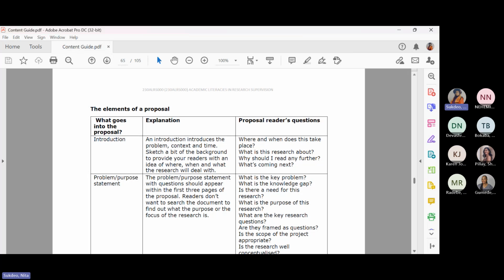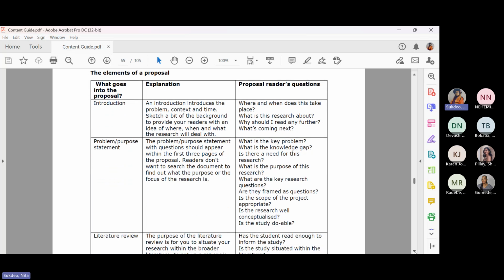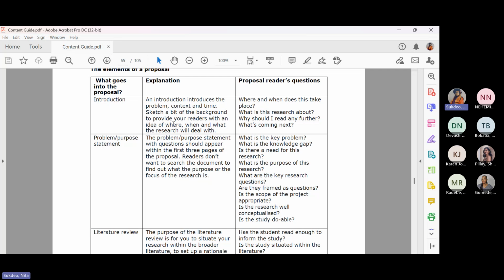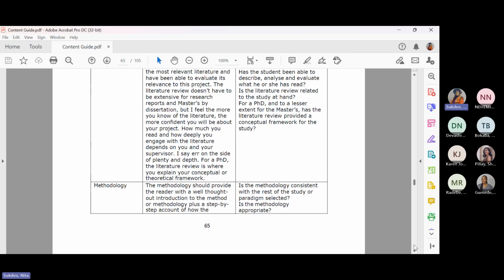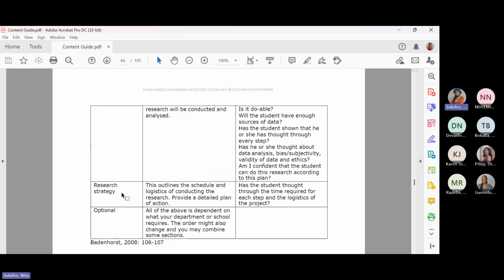Elements, as we know, the basic elements that go into a proposal. Okay, and we're guiding the student at every point from your introduction to the problem statement to the literature review, objectives, research questions, methodology. Like I said, I even give them a structure for the methodology. Then you've got your research strategy, and then optional would be other sections such as your Gantt chart, etc., right? Your timelines.